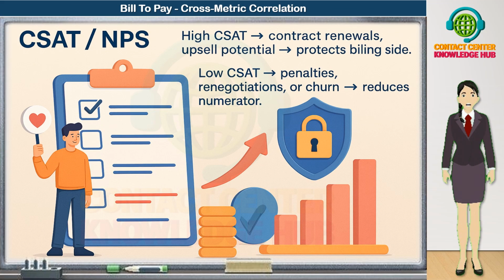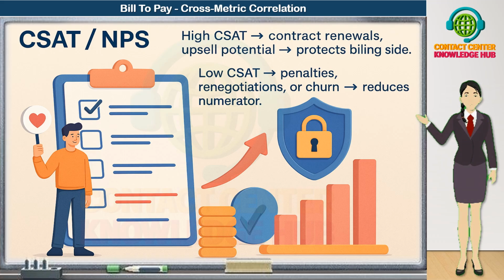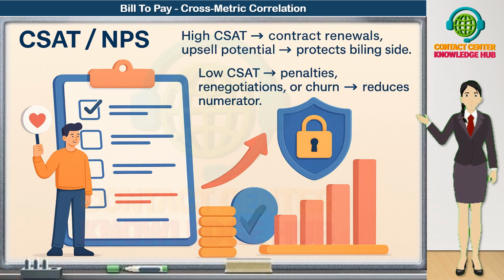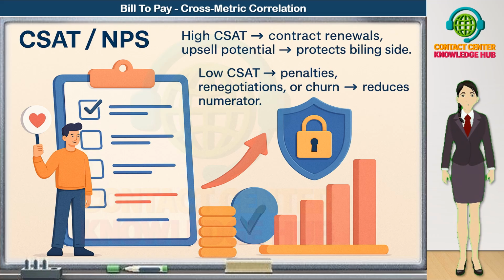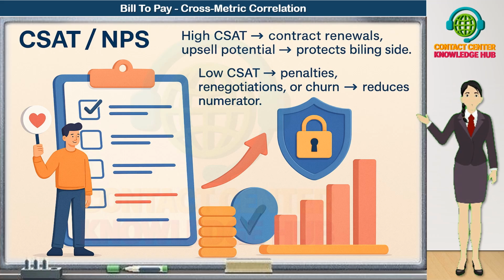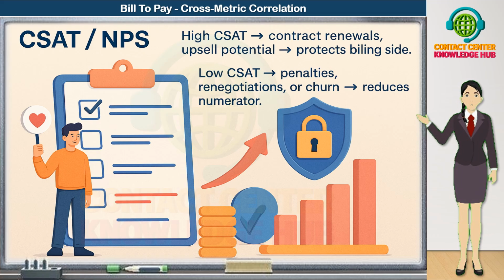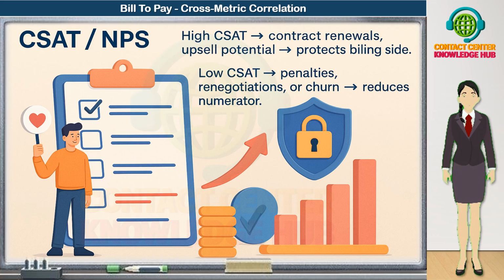Let's talk about the indirect impact of CSAT and NPS on the bill-to-pay ratio. While customer satisfaction doesn't directly change labor cost, it shapes the revenue side of the equation over time. When CSAT and NPS are high, client relationships are stronger. This leads to contract renewals, upsell opportunities, and sometimes even premium billing rates. All of this helps protect and grow the numerator of the bill-to-pay ratio.